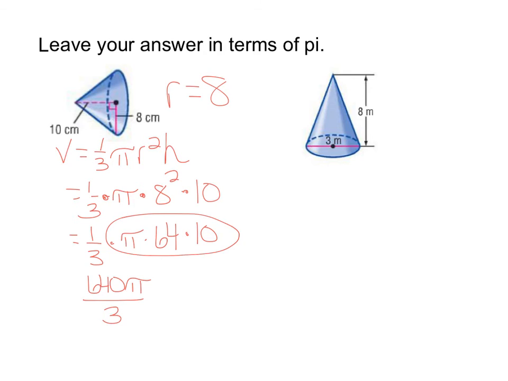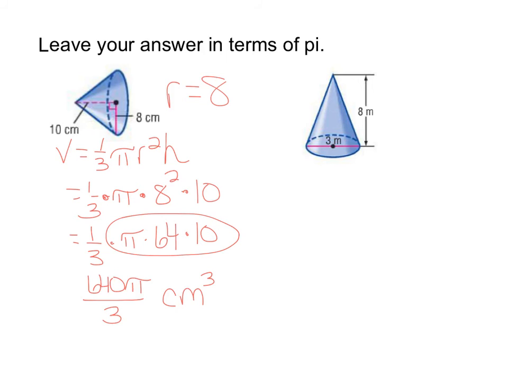Okay? Check to see, does 3 go into 640 evenly? It doesn't. You get a big ugly decimal, so leave it looking like this. Doesn't that look fancy? 640 pi over 3, and then my units are centimeters cubed. If this were something that 3 divided, like if we got 27 over 3, we could divide that, but if it doesn't, just leave it. This is exact. We have not rounded anything. Okay? So let's look at the next one.